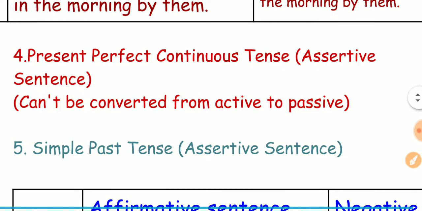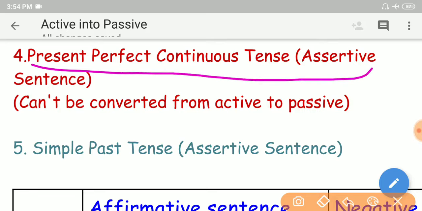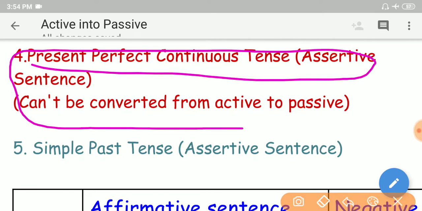Like this, present perfect continuous tense. My dear friends, present perfect continuous tense cannot be converted from active into passive. Future continuous tense also cannot be converted from active into passive. At the same time, past perfect continuous also cannot be converted from active into passive. At the same time, future perfect continuous tense also cannot be converted from active into passive. Only some tenses in English can be converted from active into passive, my dear friends.